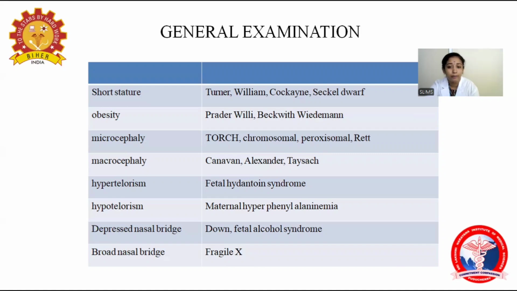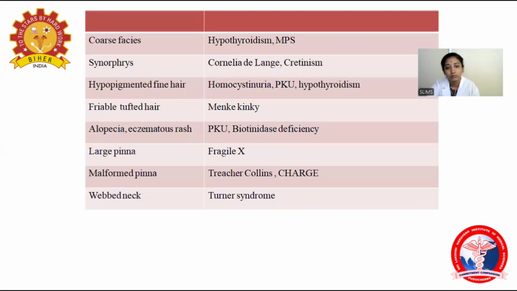Hypotelorism in maternal hyperphenylalaninemia. Depressed nasal bridge in Down syndrome, fetal alcohol syndrome. Broad nasal bridge in Fragile X syndrome. Coarse facies in hypothyroidism, mucopolysaccharidosis. Synophrys in Cornelia de Lange syndrome, cretinism. Synophrys is union of the eyebrows in the middle.